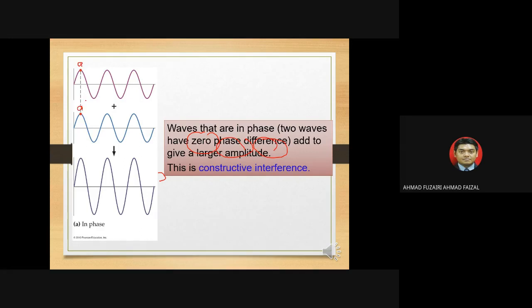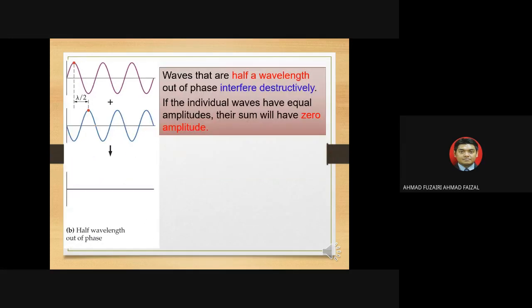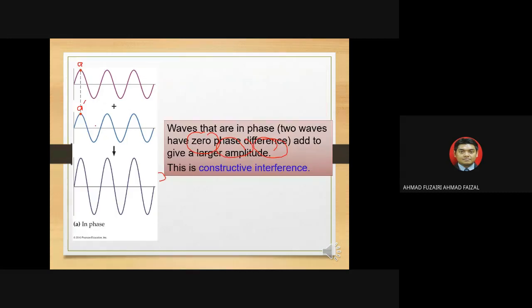Let's say this is point A, and this is point A prime. And all the time, point A and point A prime, let's say I put another point here, B prime and also B. All are on the same phase, as zero, as no difference between the sinusoidal graph number 1 and the sinusoidal graph number 2. There is no difference.